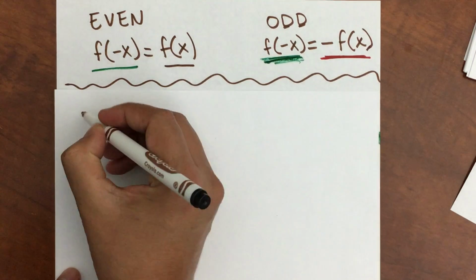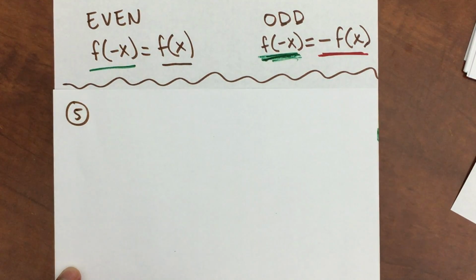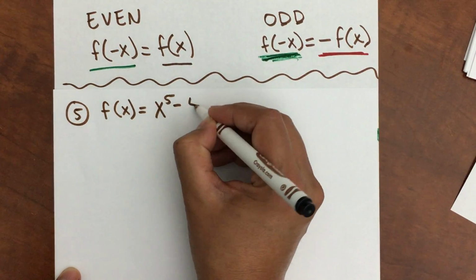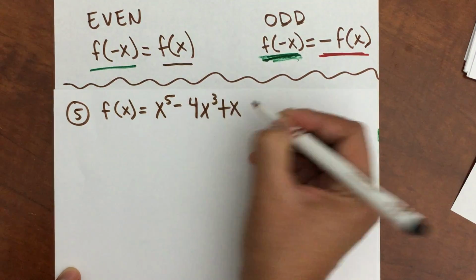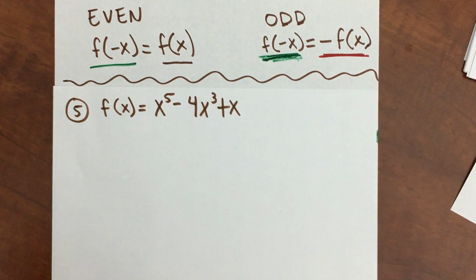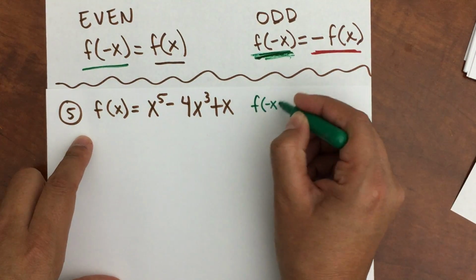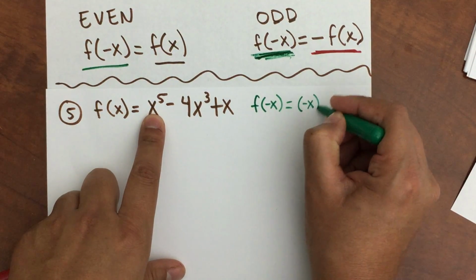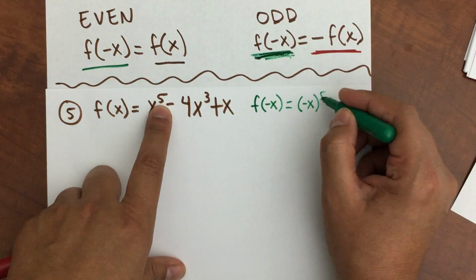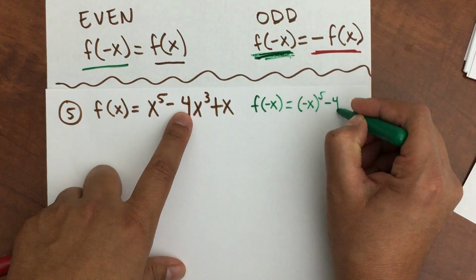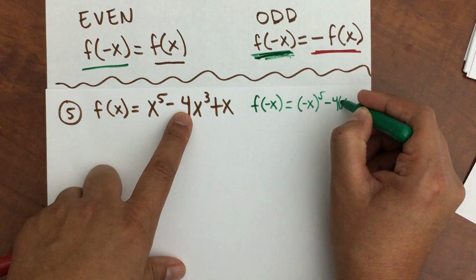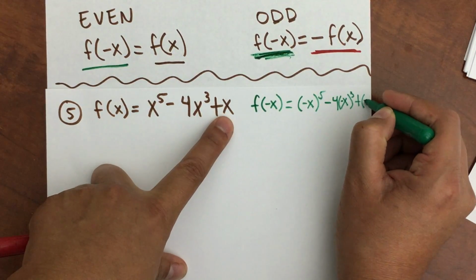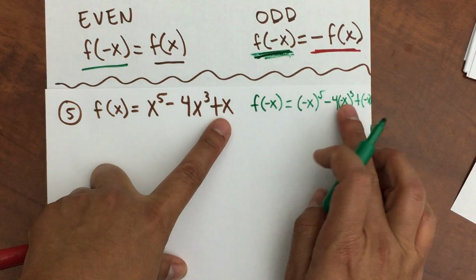Number 5, we have f of x is equal to x to the fifth minus 4x cubed plus x. So let's do f of negative x equals, I'm changing this to negative x to the fifth. Oh, this is odd, so the answer will be negative. Minus 4 times negative x to the third plus negative x. So I'm changing every x by negative x.